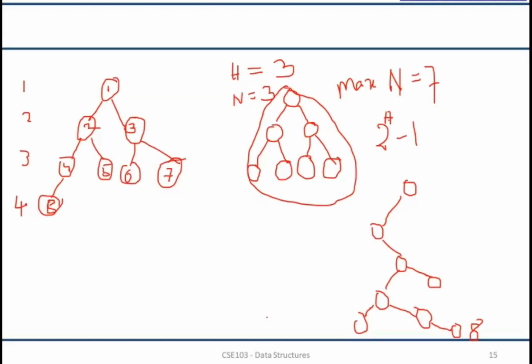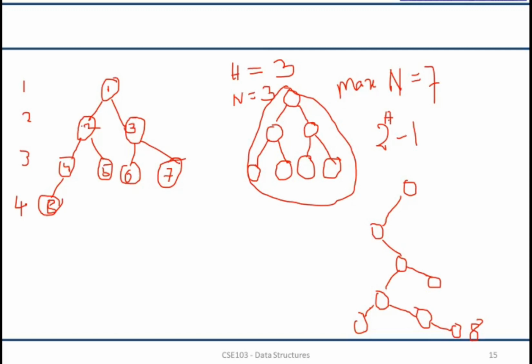Suppose here, for node 1, what is the left subtree height? The left subtree height is 3. The right subtree height is 2. And 3 minus 2 is how much? 1. The balance factor must be either 0, 1, or minus 1. It should be so for all the nodes in a tree. Then it is called a balanced tree.